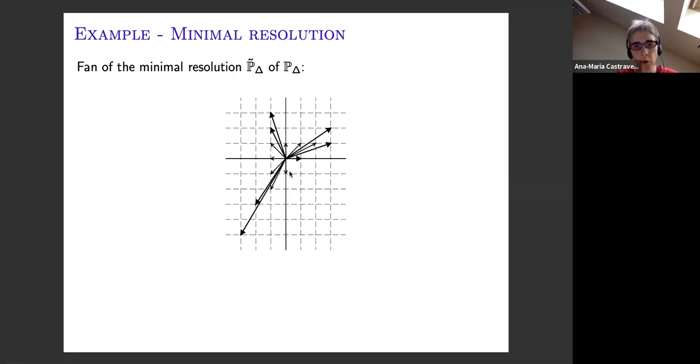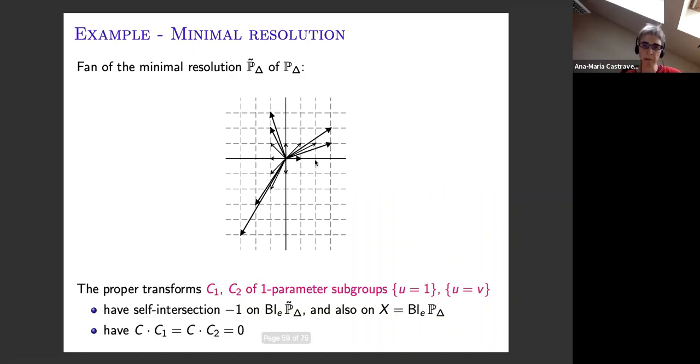I'm giving here the rays of the normal fan. In bold we have the rays of the original normal fan of delta. And what you see here is that there are in fact 2 one-parameter subgroups that have width equal to 7 with respect to our polarization. So they are here, they correspond to these rays here, and then U equal V.